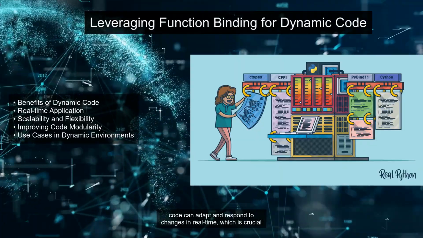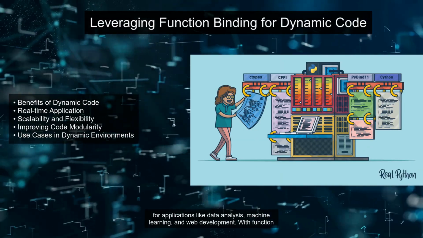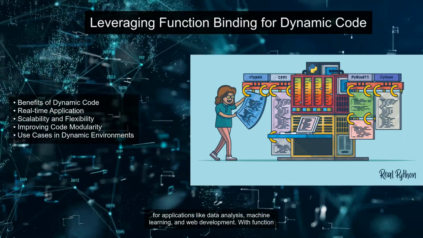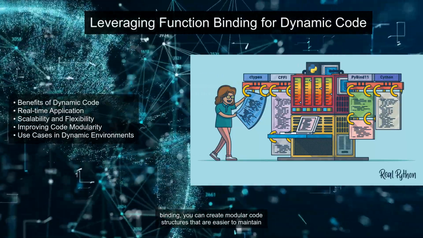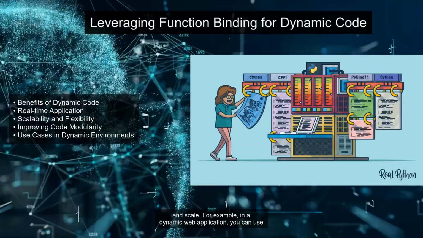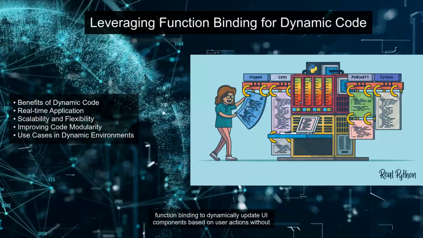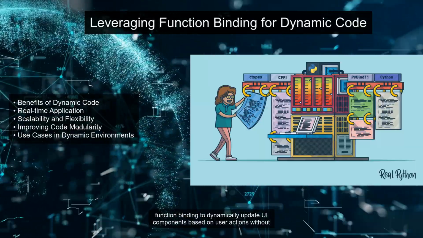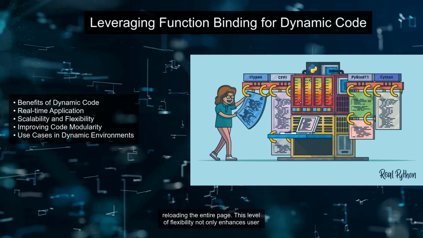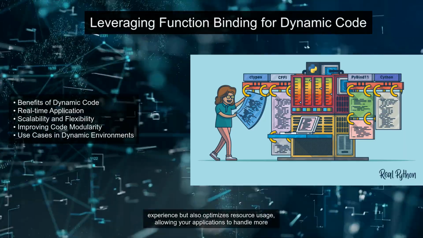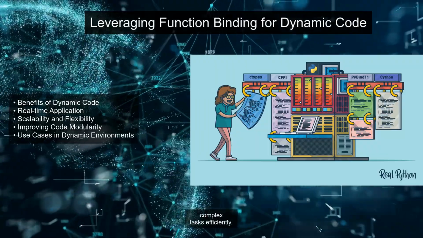Function binding unlocks the potential for truly dynamic code. This means your code can adapt and respond to changes in real time, which is crucial for applications like data analysis, machine learning, and web development. With function binding, you can create modular code structures that are easier to maintain and scale. For example, in a dynamic web application, you can use function binding to dynamically update UI components based on user actions without reloading the entire page. This level of flexibility not only enhances user experience but also optimizes resource usage, allowing your applications to handle more complex tasks efficiently.